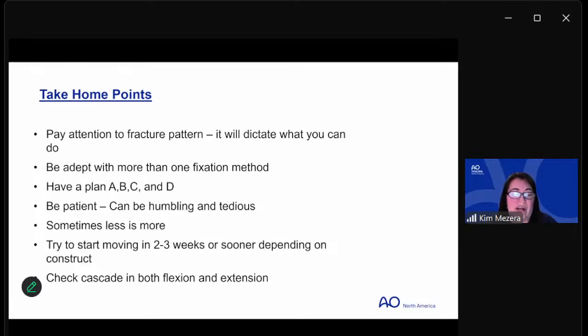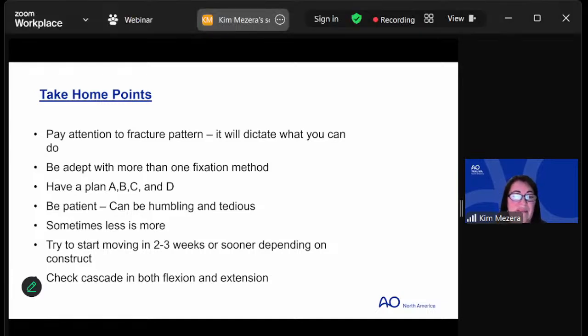So try not to be too sassy, and try not to be too smart. It can kind of come back on you. If you can, again, I'm sure we all talk about this, try to move as fast as you can, as long as you have stable fixation, because the longer we wait, the harder it gets. And then check your cascade.